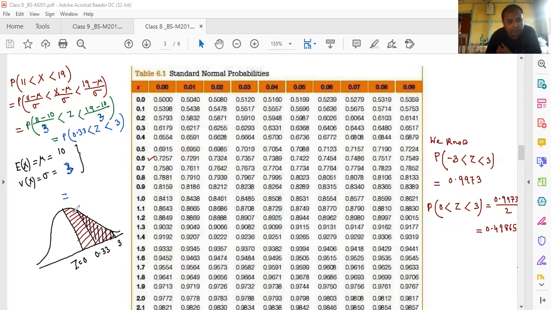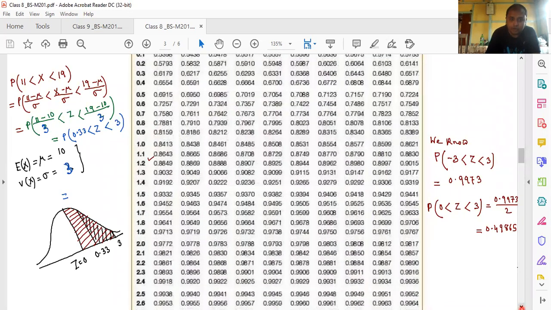If I can somehow find this portion from 0 to 0.33, the probability of this portion, I can subtract the probability of this portion from 0.49865. So let us try to find it out.